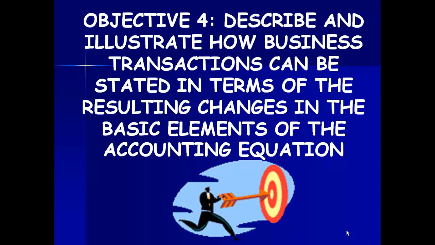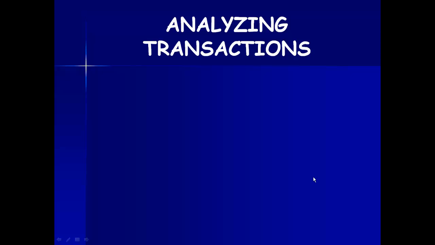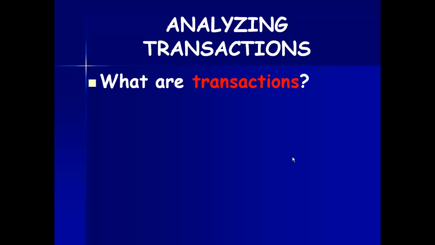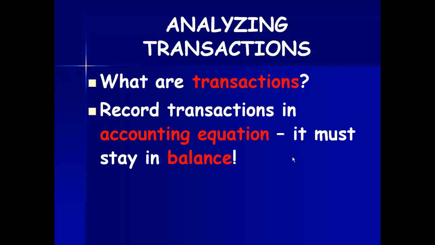All right, well, let's move on to our next objective, which talks about transactions. We are now going to learn how to record transactions within the context of the accounting equation. What are transactions? Transactions are events that occur that affect the financial position of our company. Remember the accounting equation: assets equal liabilities plus stockholders' equity.